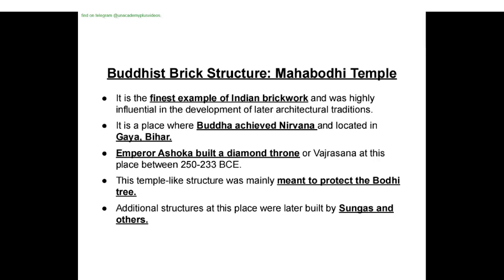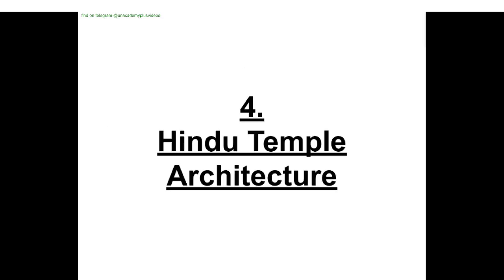Emperor Ashoka built a diamond throne or Vajrasana at this place between 250 to 233 BCE. This temple-like structure was mainly meant to protect the Bodhi tree. Additional structures at this place were later built by Shungas and others.